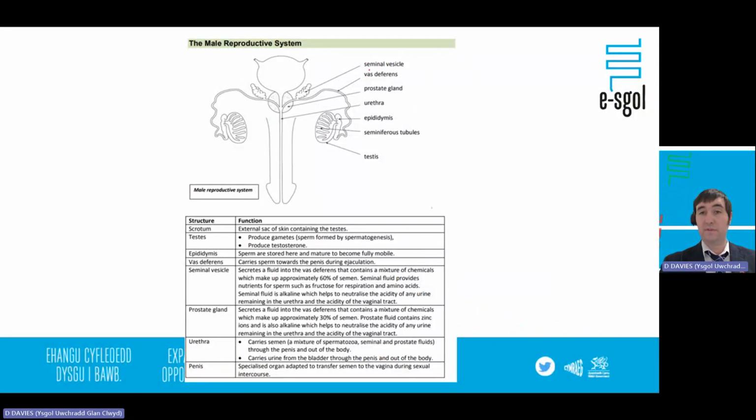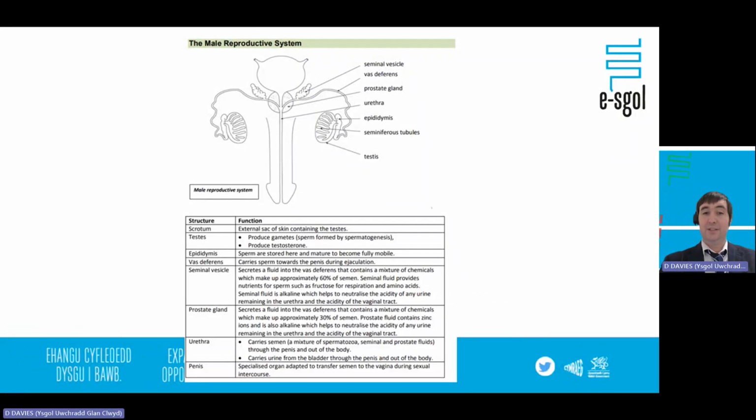So those are all of the structures that you need to learn. You need to be able to identify them, and each of those needs a function. So the scrotum, which you can't see on this diagram, is the sac that holds both testes inside. The sac is external. The reason is that sperm production happens better at 35 degrees, which is why it's external to the body, which is at 37 degrees.